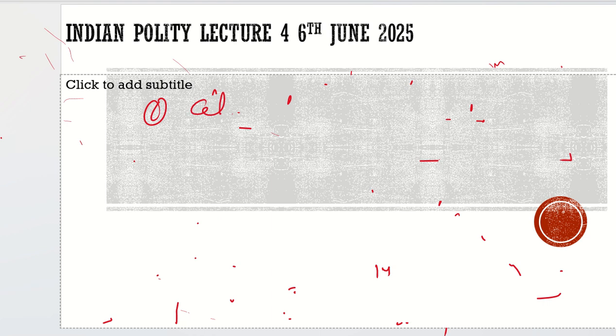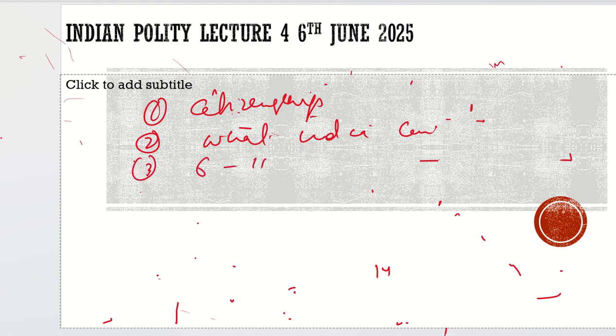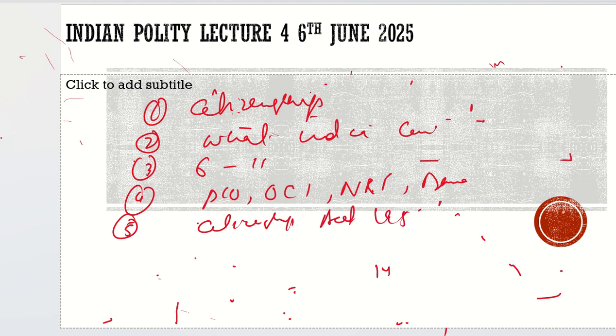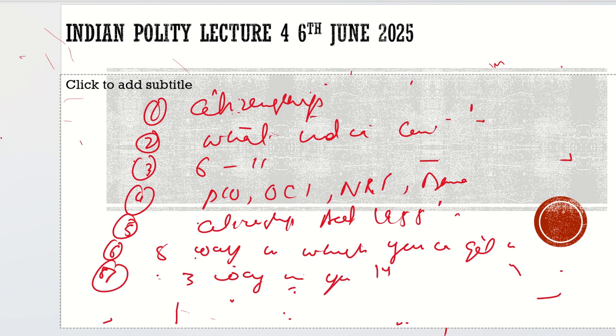First, we discussed the concept of citizenship. We discussed what the Indian Constitution says about it. We discussed the articles from 6 to 11. We discussed the concept of the person of Indian origin, the overseas citizen of India, NRI, and domicile. We discussed the Citizenship Act of 1955. We discussed the five ways in which you can get the citizenship. We discussed three ways in which you lose citizenship under the Citizenship Act of 1955, and finally we discussed the Citizenship Amendment Act of 2019. We discussed all this. So I hope this much is clear to you guys.